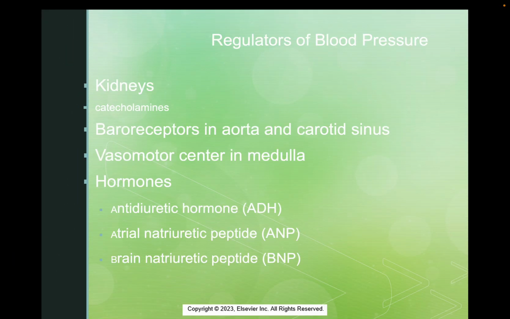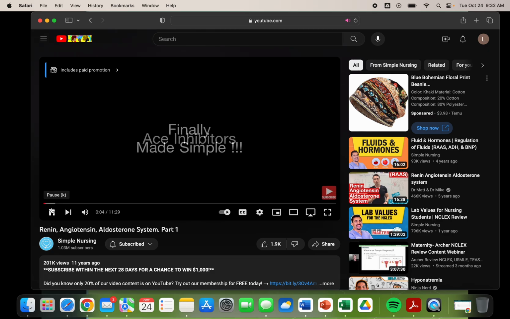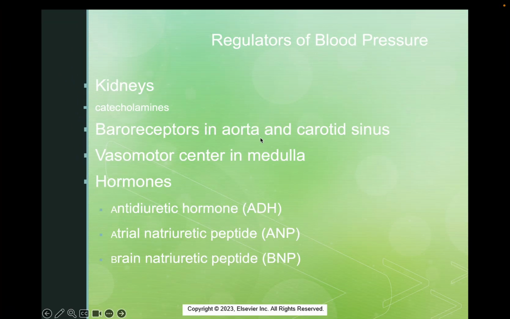Okay, so hopefully after watching that, the RAS system makes a little more sense, and why when we give an ARB or an ACE inhibitor, those actually work to effectively lower your blood pressure. When we talk about regulators of blood pressure, we're talking about the kidneys, catecholamines, and baroreceptors in the aorta and carotid sinus.